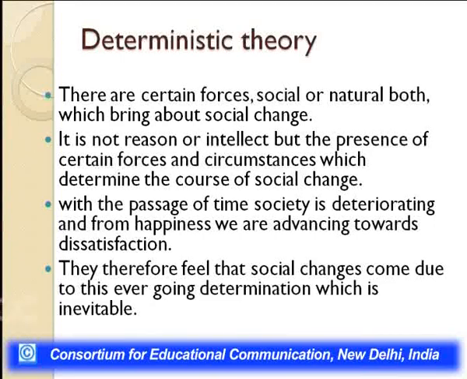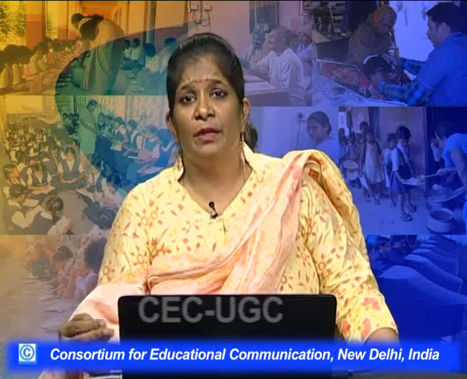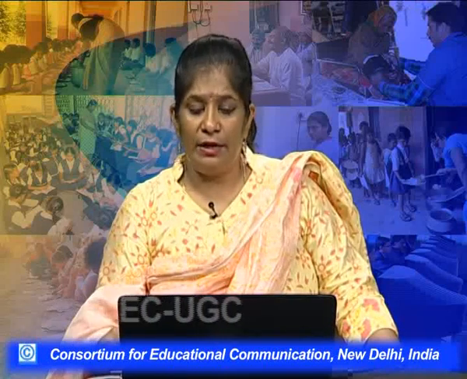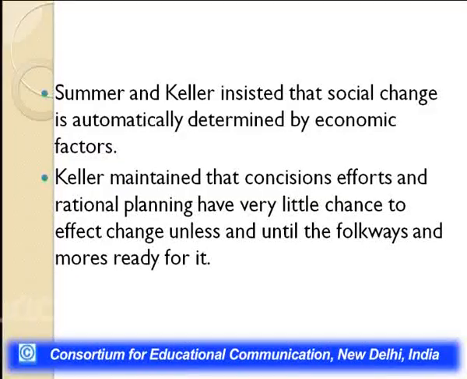So, there are a lot of theories in sociology which talk about the current society in terms of a risk society, vulnerable society, precarious society. So, there is a sense that people have progressed, people have developed, but many a time it has also led to a continuity of certain parts of the structure which is actually causing a kind of disbalance. Sumner and Keller gave us the deterministic theory and insisted that social change is automatically determined by economic factors.